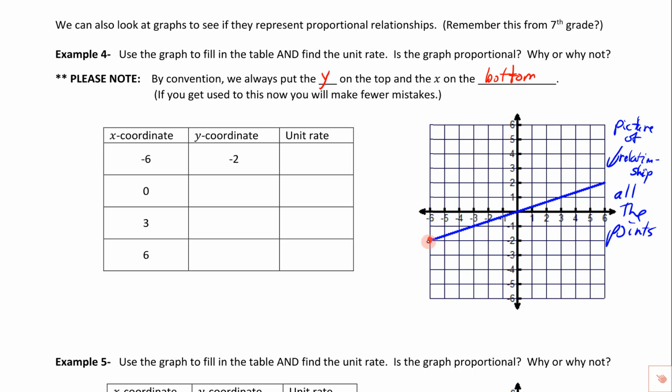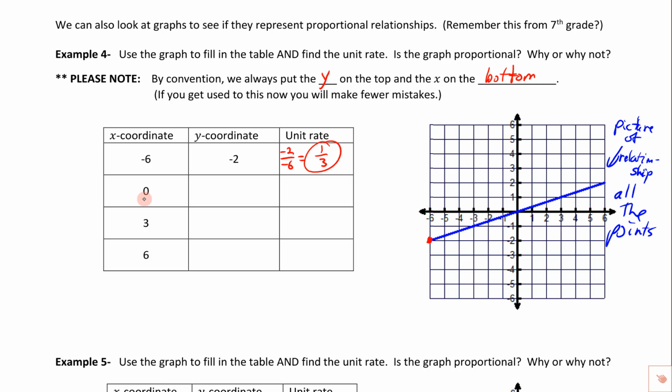On that particular one, we have all the information that we need for the unit rate. So we're going to do -2 over -6. Hopefully we don't need a calculator for that. We're just going to reduce that. We end up with 1/3. So there's the unit rate. Now, there are no labels on here or anything like that, but the unit rate on this one is 1/3.